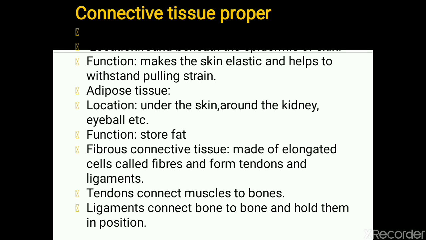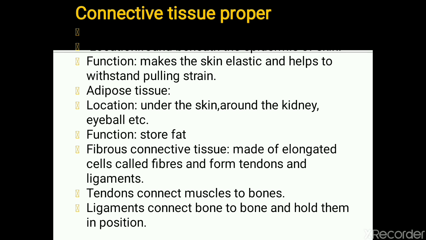Areolar tissue is found beneath the epidermis of the skin. It makes the skin elastic and helps it to withstand the pulling strain. Next is adipose tissue. It is specially meant for storing fat, and it is found under the skin and around the kidneys, eyeball, etc. As it is under the skin, it acts as insulation for retaining body heat.